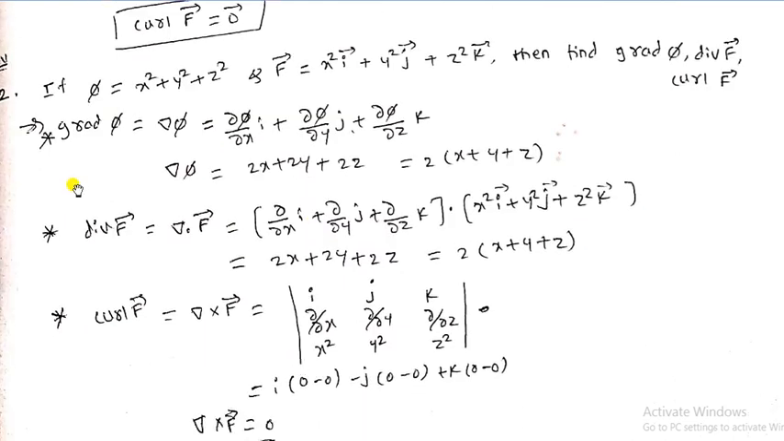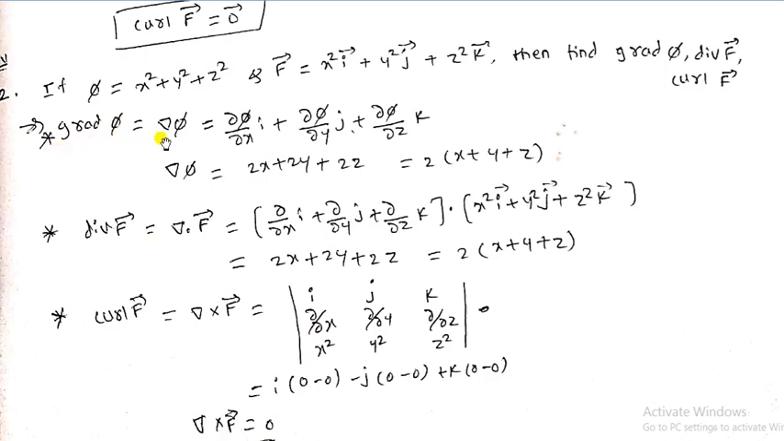Then second example: if phi is equal to x square plus y square plus z square, and vector f equal to x square i plus y square j plus z square k, then find grad phi, divergence of vector f and curl of f here. So with the help of the given phi and f, we will calculate grad phi, divergence of f and curl f here. Solution: first one is grad phi.